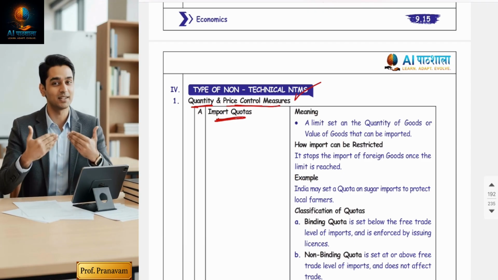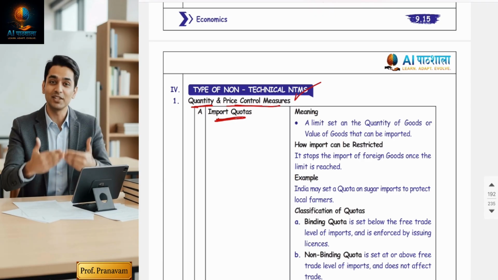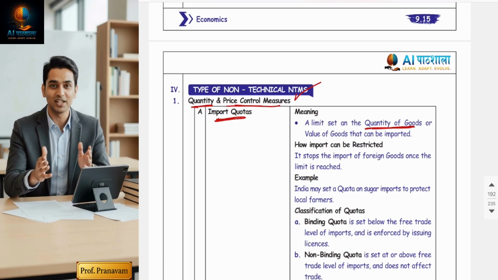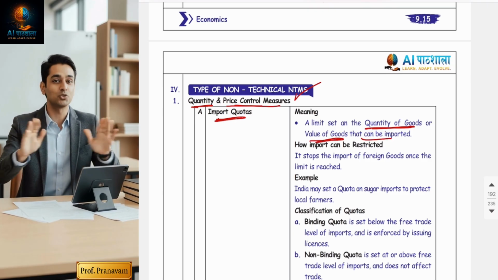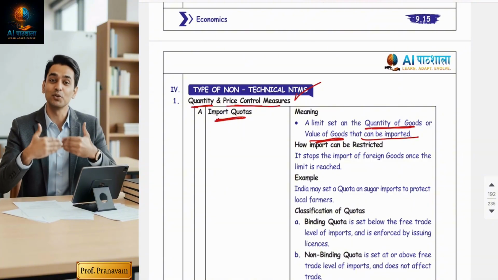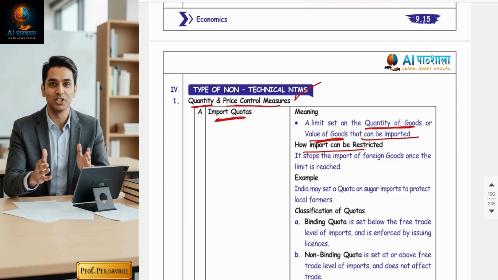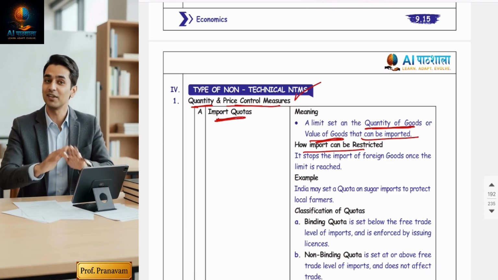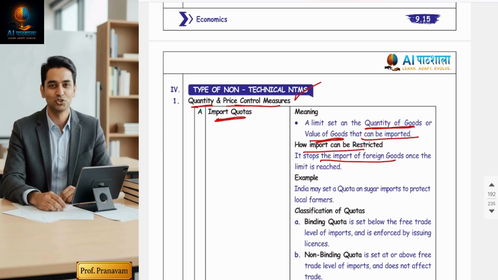Very simple. An import quota is a limit, a quantitative limit, set on the quantity of goods or value of goods that can be imported. Now, how is import restricted by setting quantitative restrictions? Guys, once the quota limit is reached, further imports will be stopped.